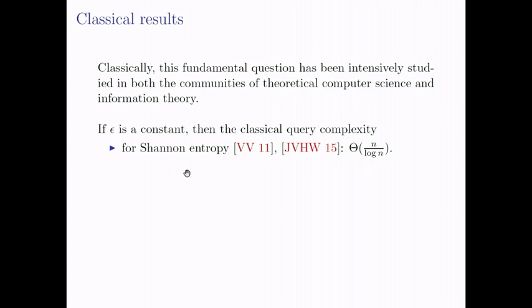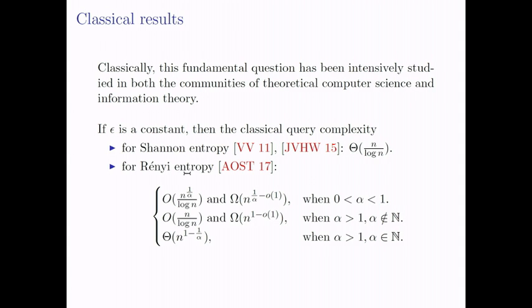So for Shannon entropy, the best bound so far is by the Valiant brothers in the theoretical computer science community, and this one is from the information theory community. They all get the same bound. It's almost just linear, but it's linear n over log n.